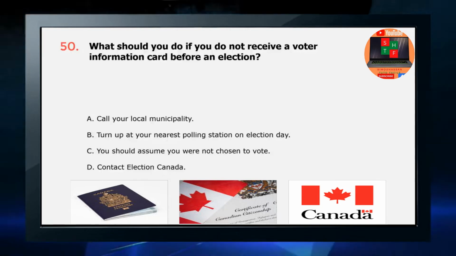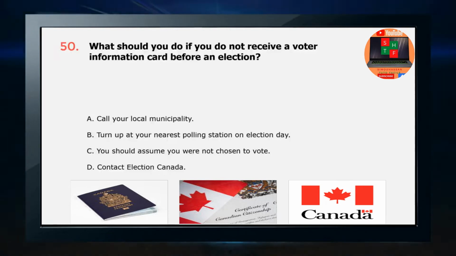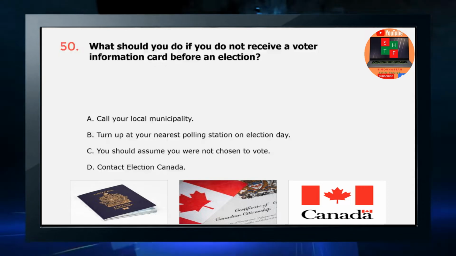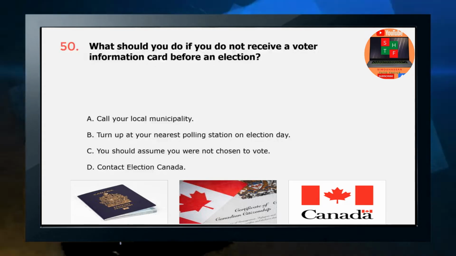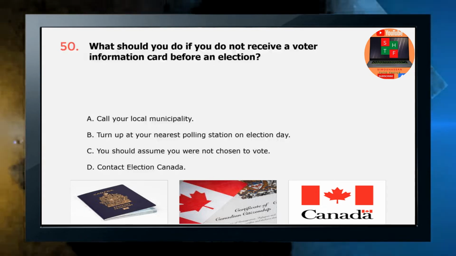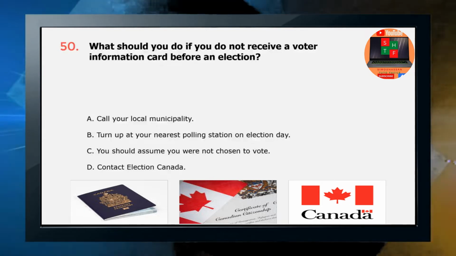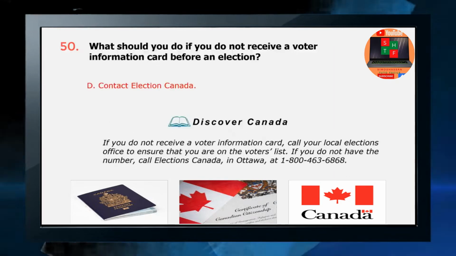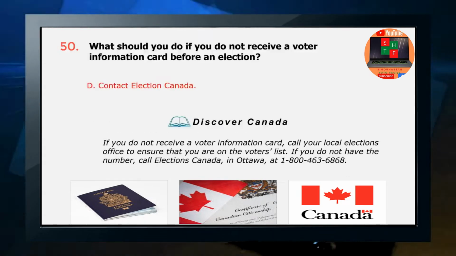A. Call your local municipality. B. Turn up at your nearest polling station on election day. C. You should assume you were not chosen to vote. D. Contact Election Canada. The answer is D. Contact Election Canada.